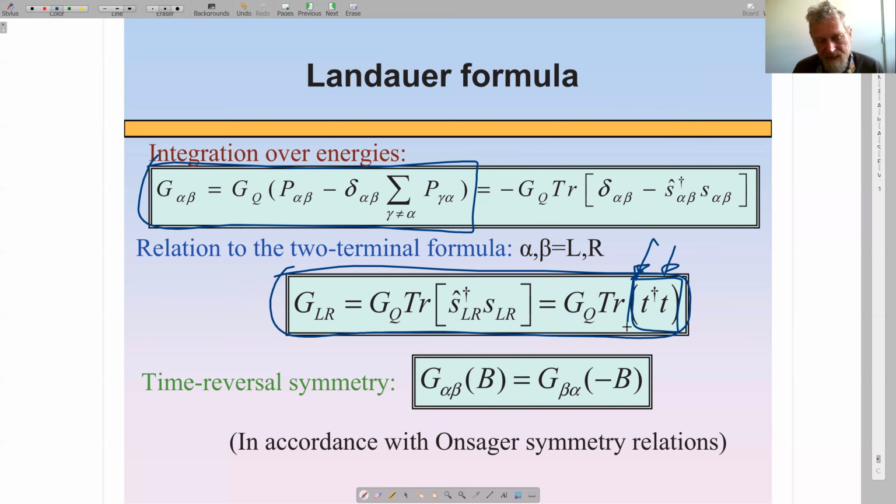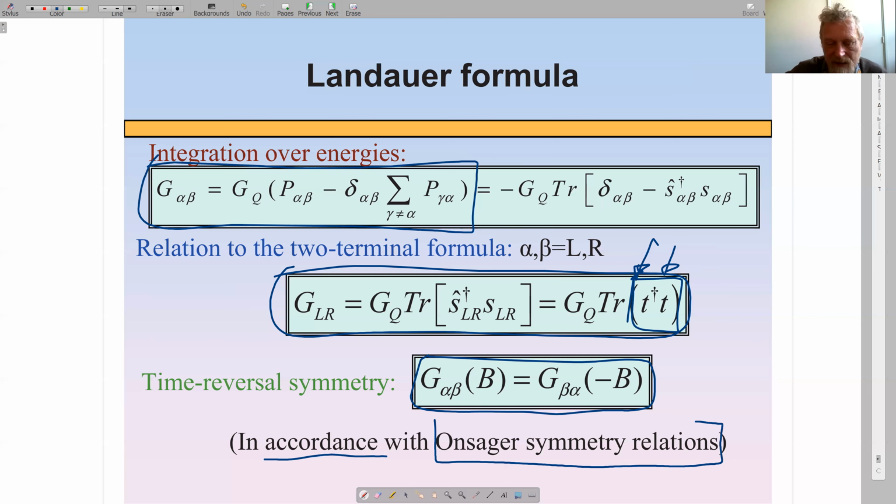It possesses the following time reversal symmetry. It is a bit similar to the scattering matrix. I switch B to minus B, and I transpose indices, but in this case, there are only terminal indices. One can derive it from properties of the scattering matrix, but in fact, this is the general so-called Onsager symmetry relation.